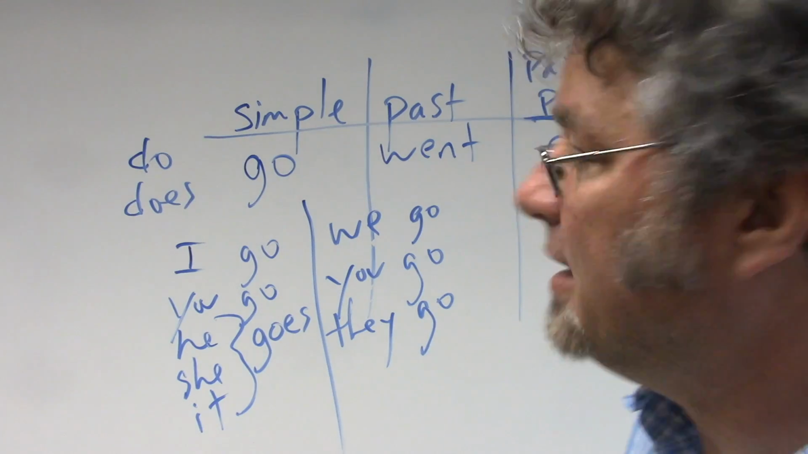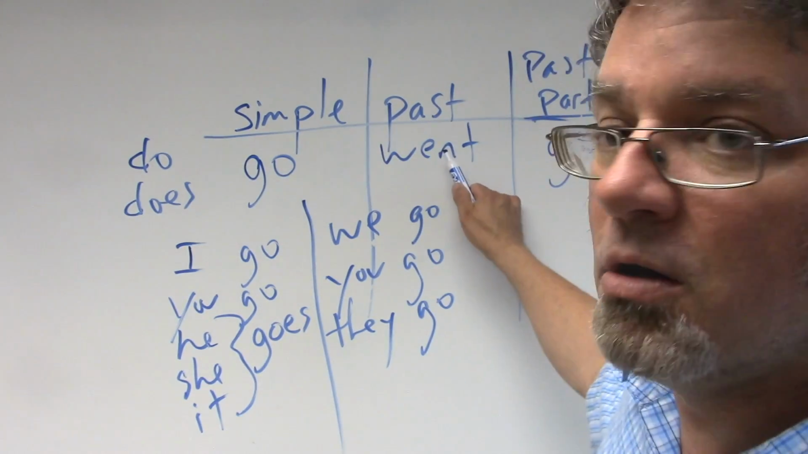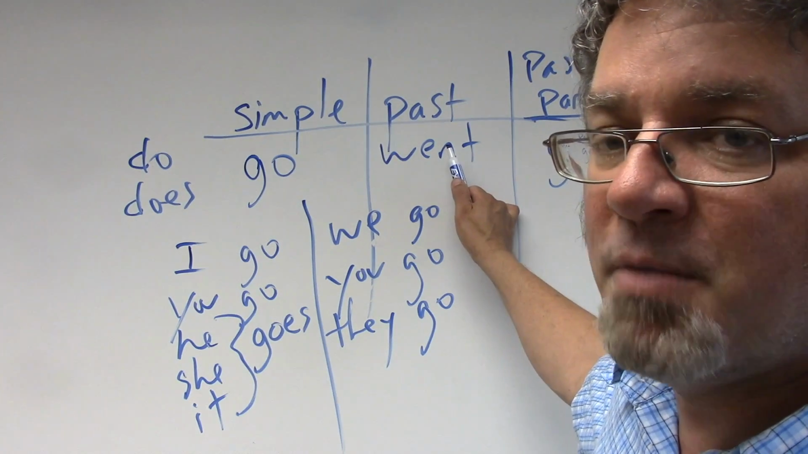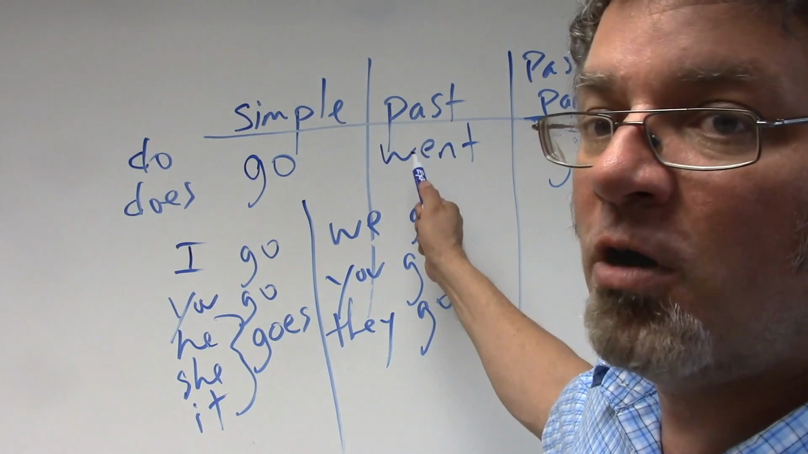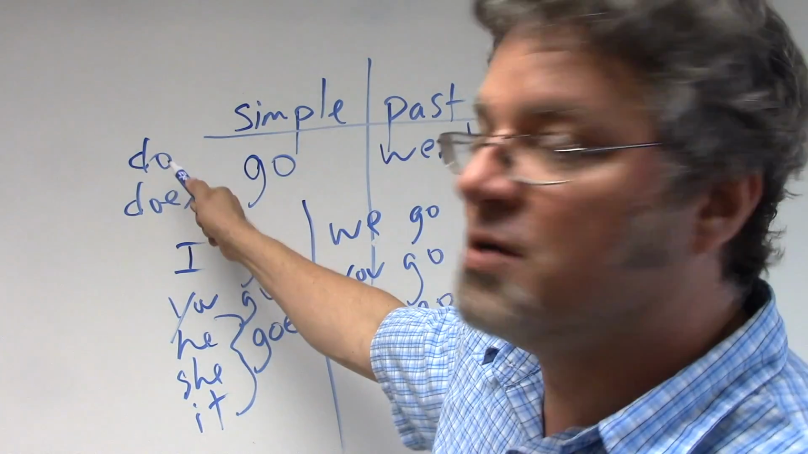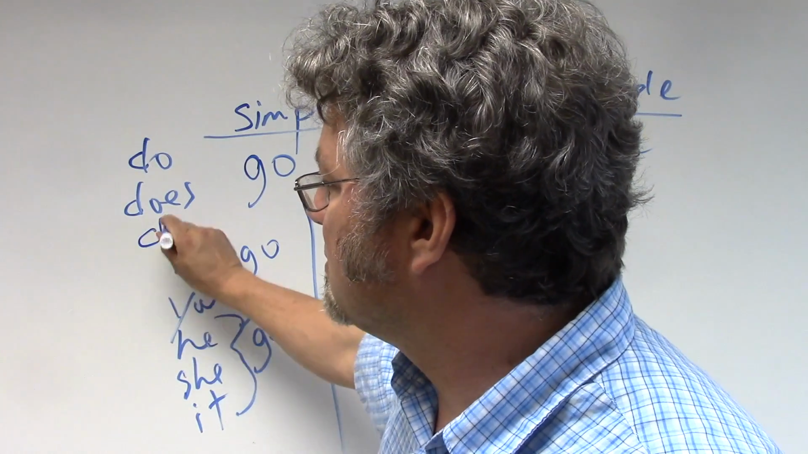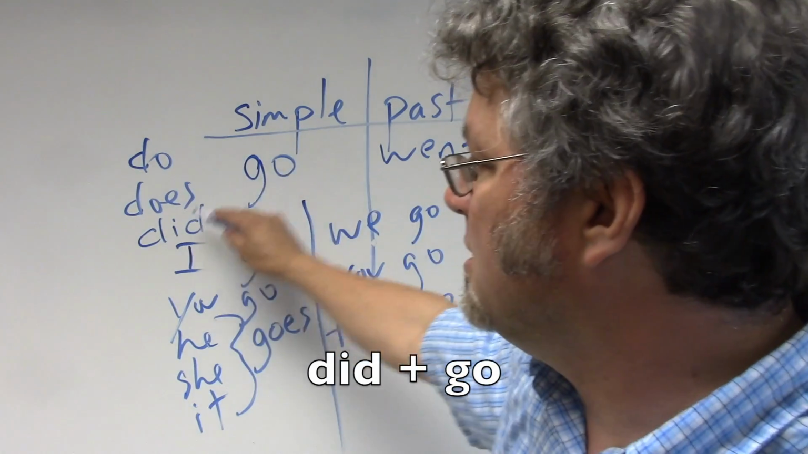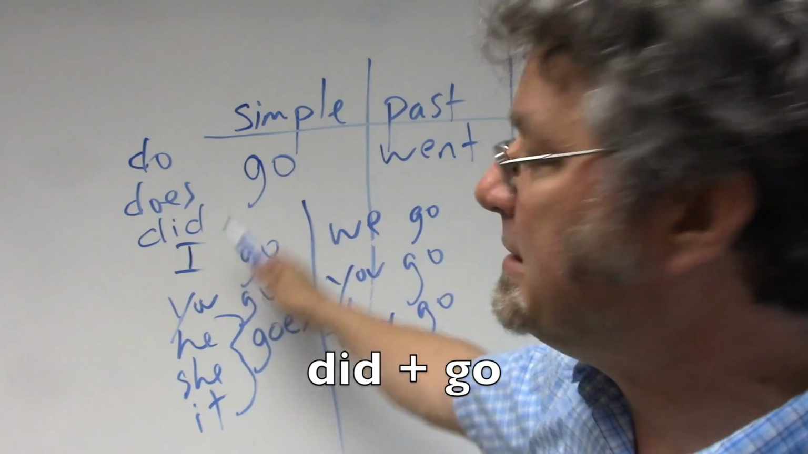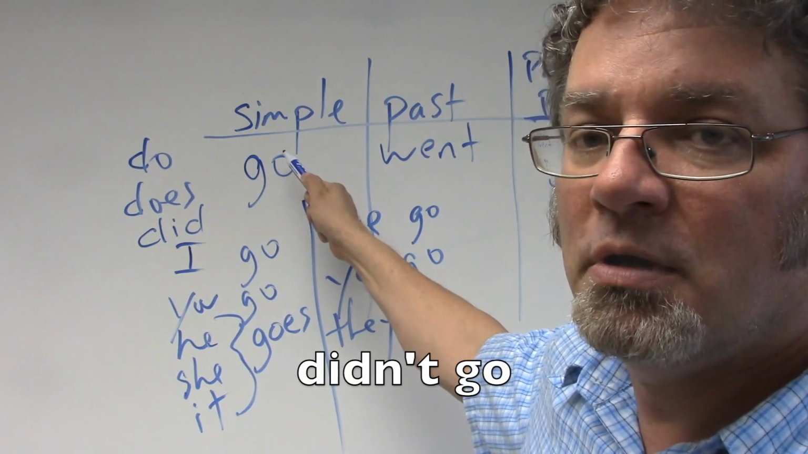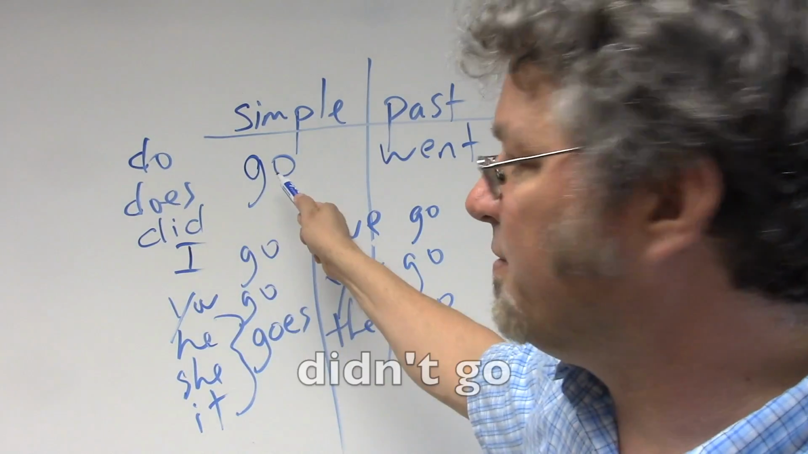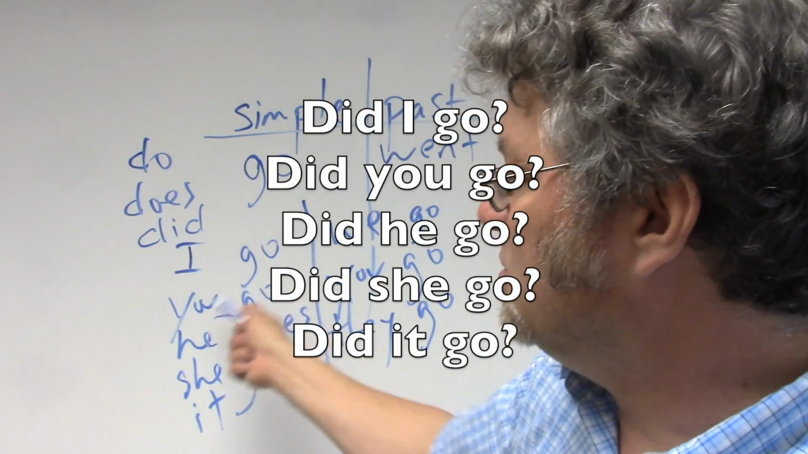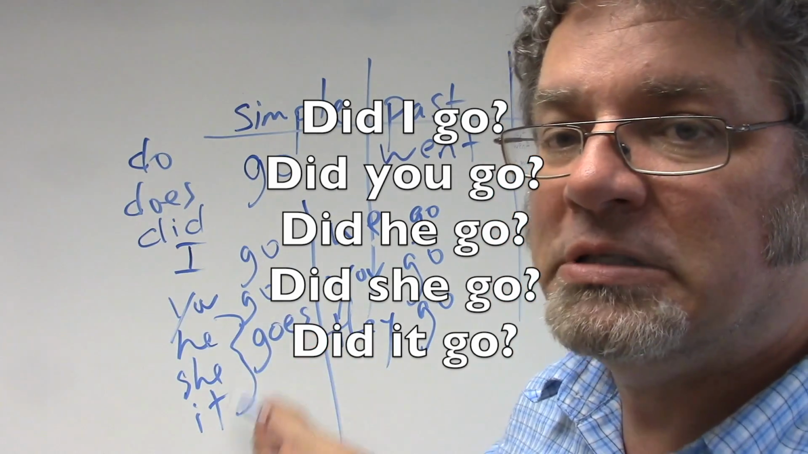If I want to use the past tense, I just use the verb go in the past tense form, went. But if I make this negative, or if I ask a question, then I have to use a helping verb. In that case, did is the helping verb for go. Did, go. If it's negative, didn't, go. If it's a question, use did with go. And it doesn't matter what the subject is. Did I go? Did you go? Did he go? Did she go? Did it go?